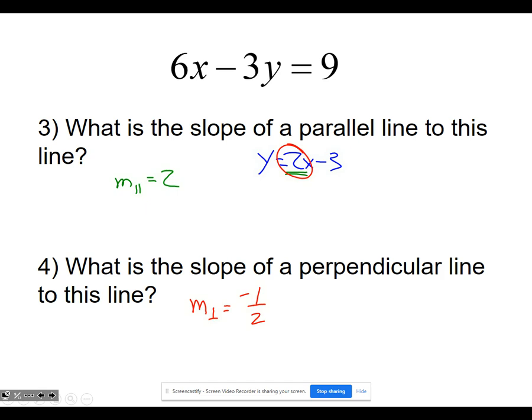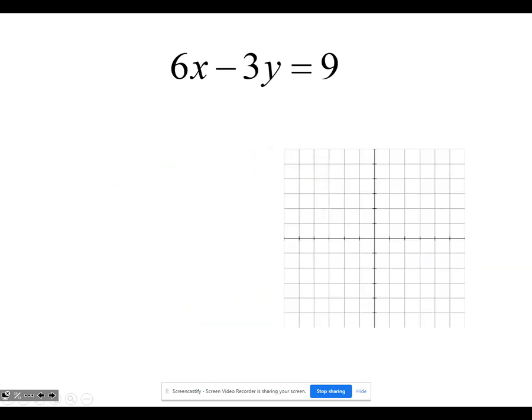I do have one more problem here for you. But it is something to think about. Okay, finally, let's graph this.